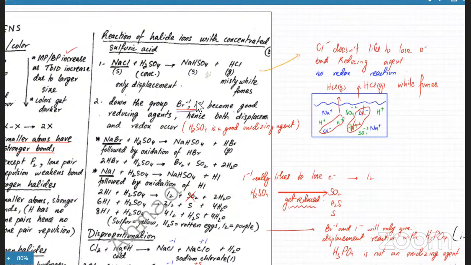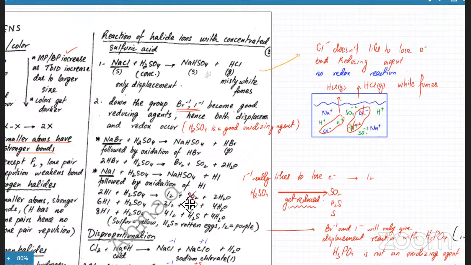But when you move down the group, Br- and I- really like to lose electrons. So instead, in the case of Br- as well, you will get displacement, but Br- would start losing electrons and sulfur would have to gain electrons. And the same applies to I-. There's going to be some displacement, but then there's going to be a lot of redox reaction. I- is a really good reducing agent.